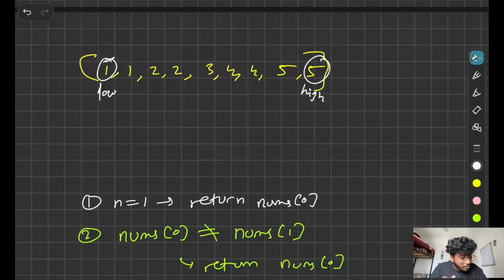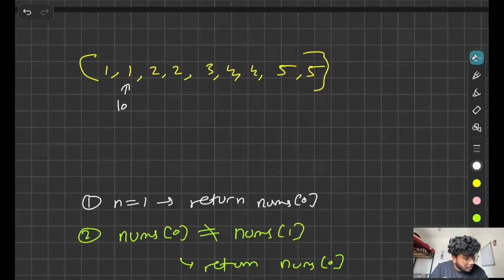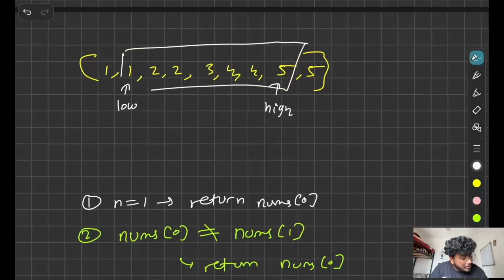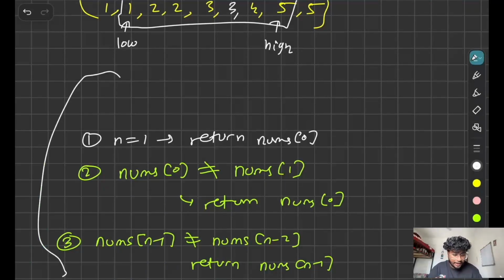What I can do is have my low pointer to be here. This should be my low and this should be my high. I'm saying I'm searching for my single element in this space now. So even if I compare mid minus 1 or mid plus 1, it would be in bounds. We won't go out of bounds. We won't have to check explicitly if we are in bounds or not. So this would be my new search space after handling these edge cases, right?